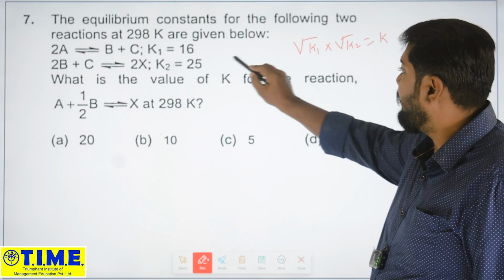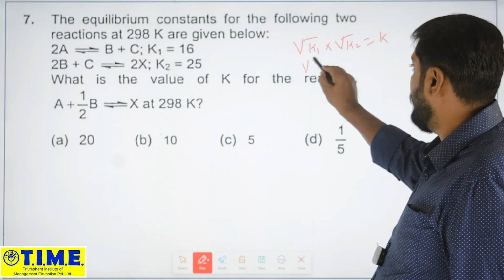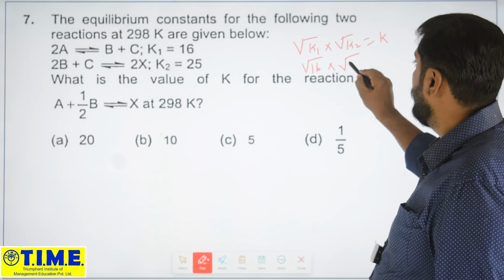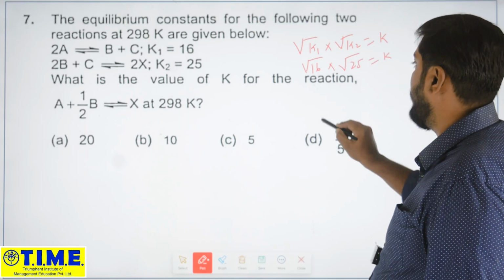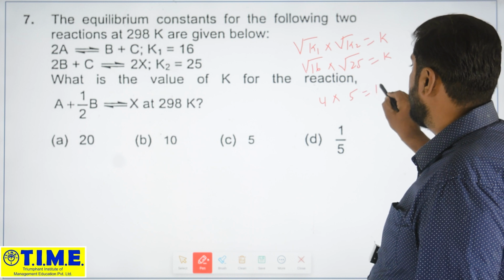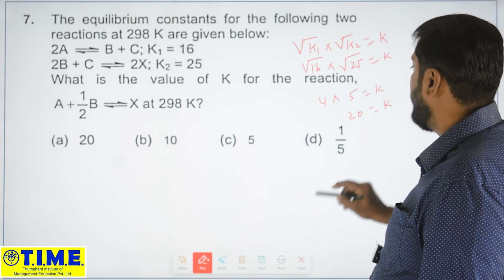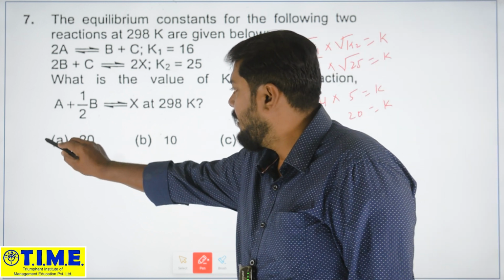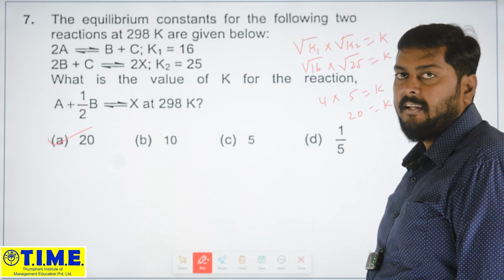Already we have the value of K1 as 16. So what can we do? Root of 16 into root of 25 is equal to K. So root of 16 is nothing but 4, root of 25 is 5, which is equal to K, so that is 20. The value of K is 20. Your option is A, right?